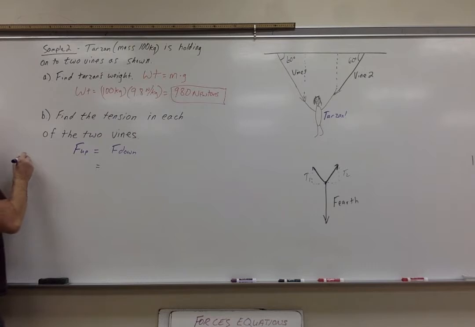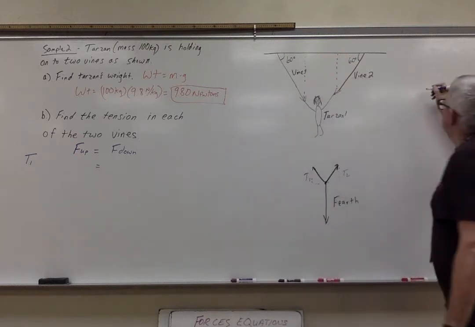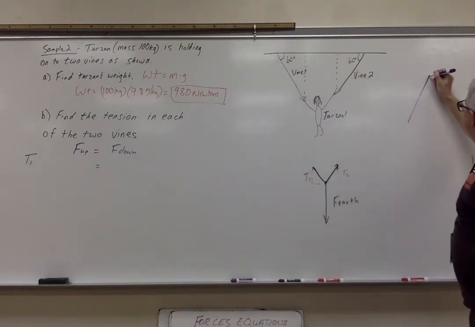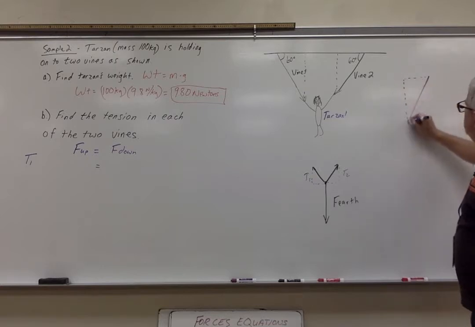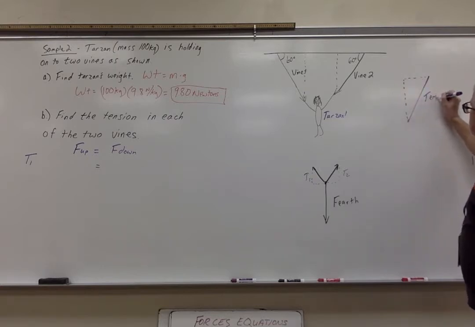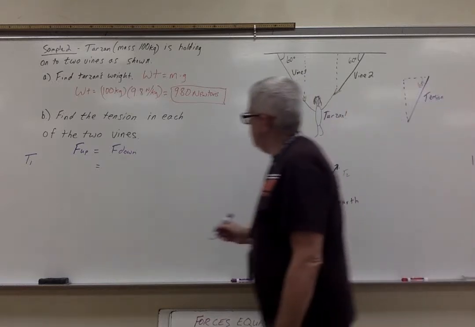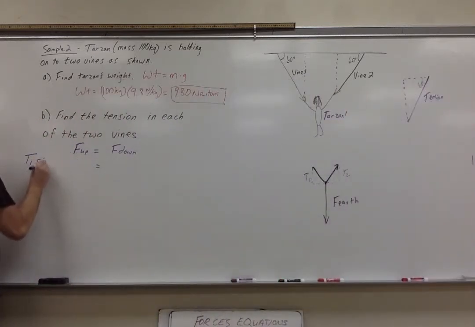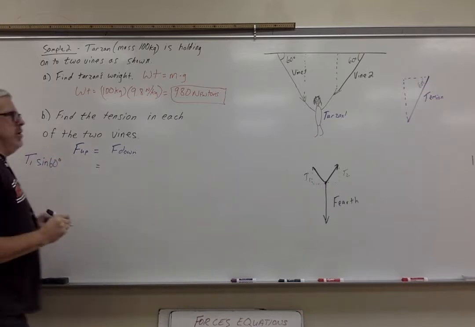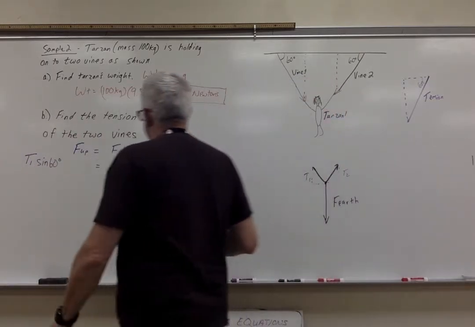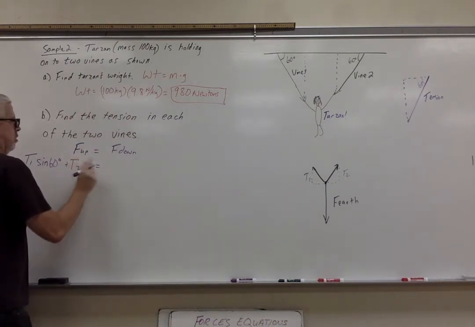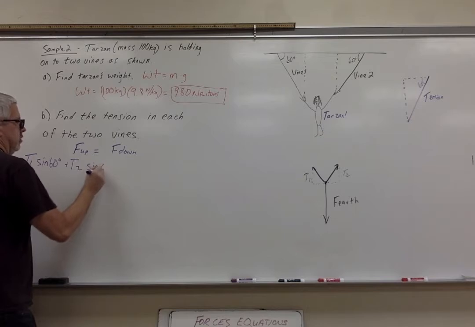So I'm going to say T1, and how do I get this part of the triangle? Well, if I have something like this, remember back to vectors. If this is a tension, and this is 60 degrees, this is the opposite side of the triangle, so this would be tension times the sine of 60 degrees. So I would say T1 sine 60 degrees. With this one, it's the same angle, would be T2 sine of 60 degrees.